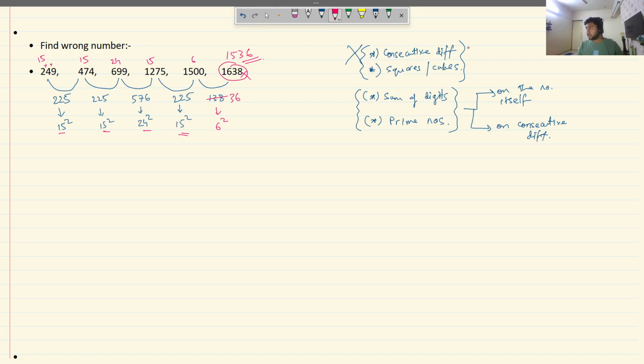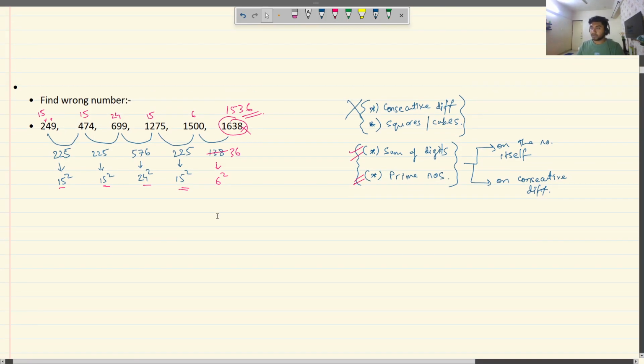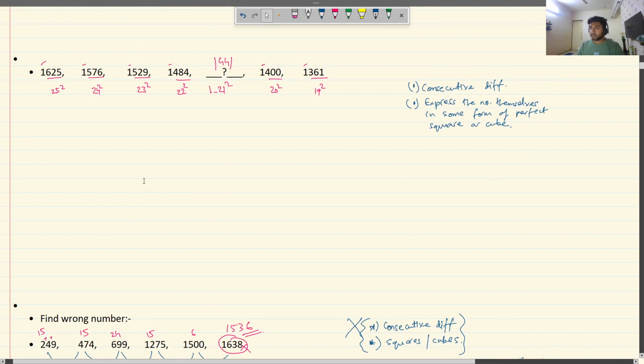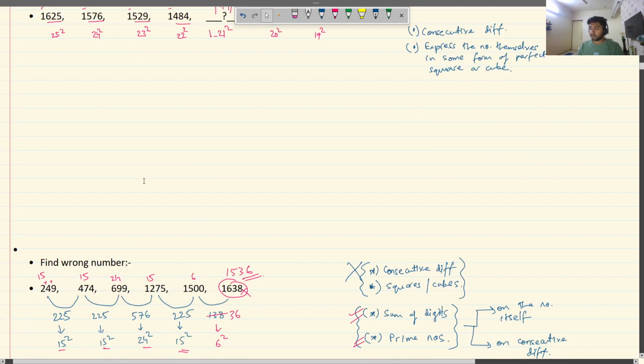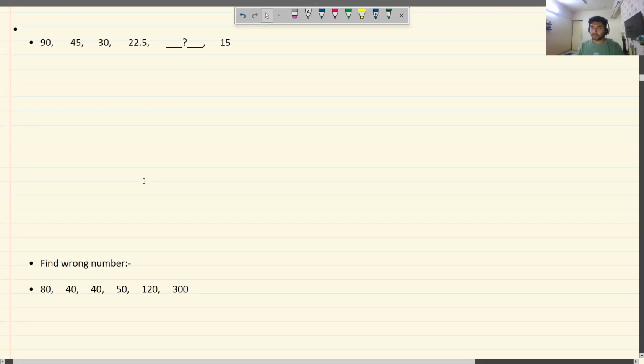So the consecutive difference squares or cubes seem to be coming but they are abrupt, and it is not clear what to do with them. Then look for these two things, sum of digits or prime numbers. This was a unique question again. This was a unique question, the previous one also. Let's see the next question.